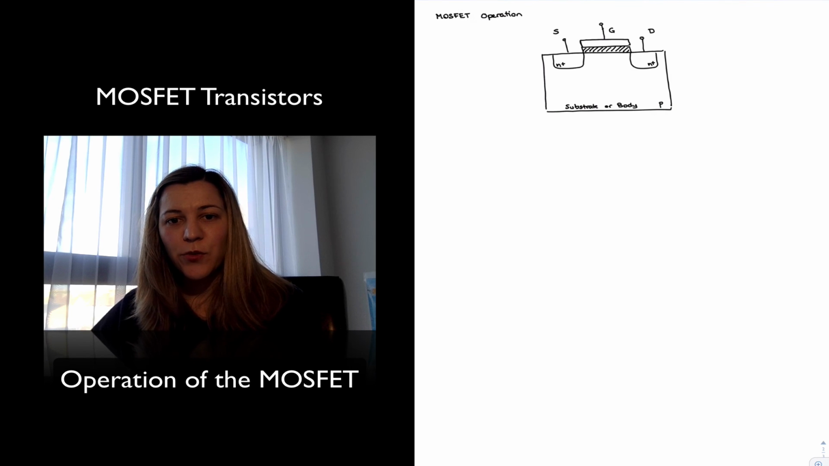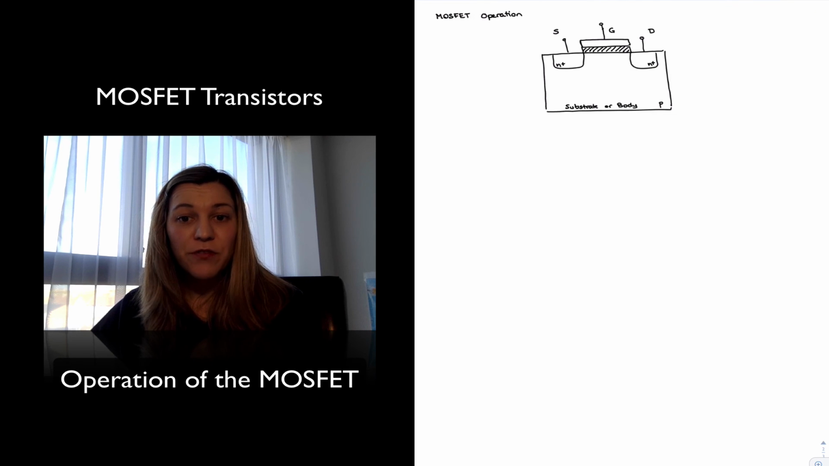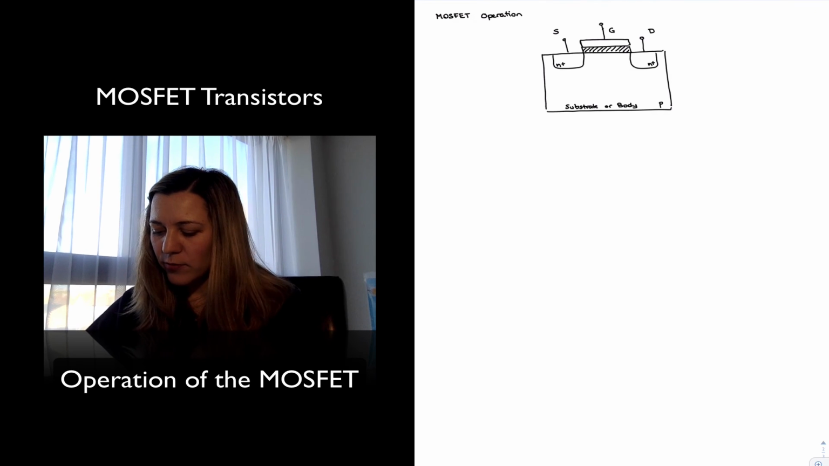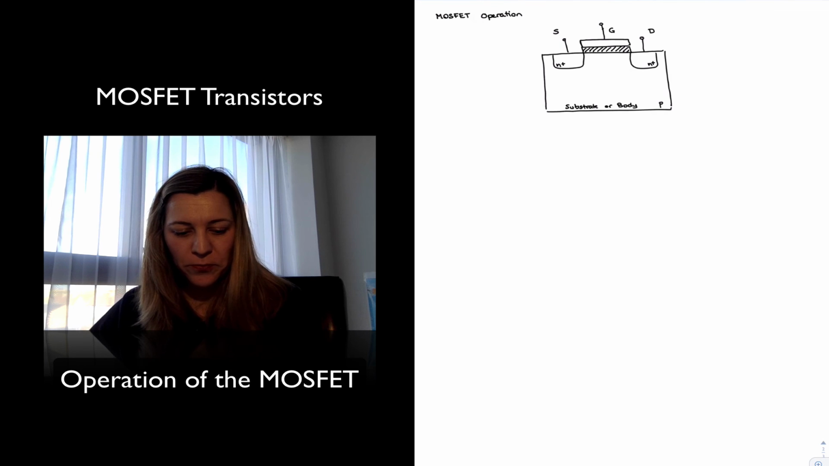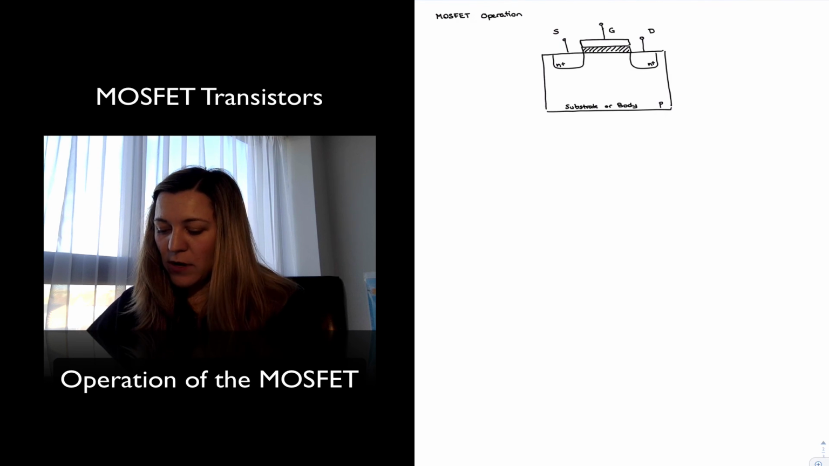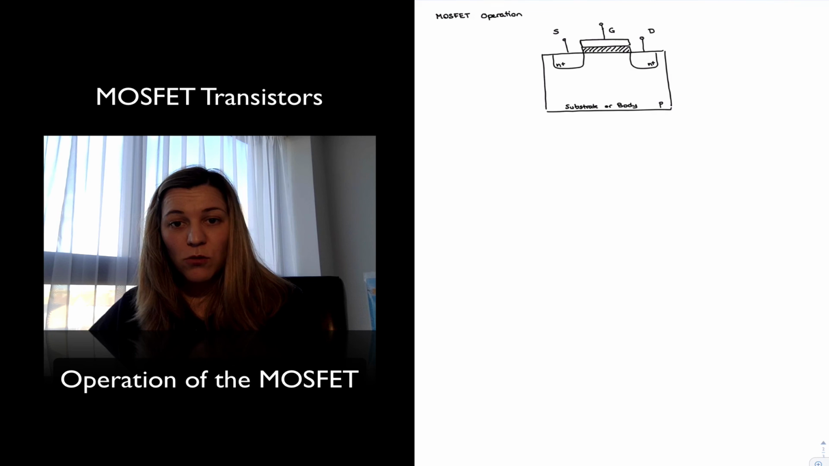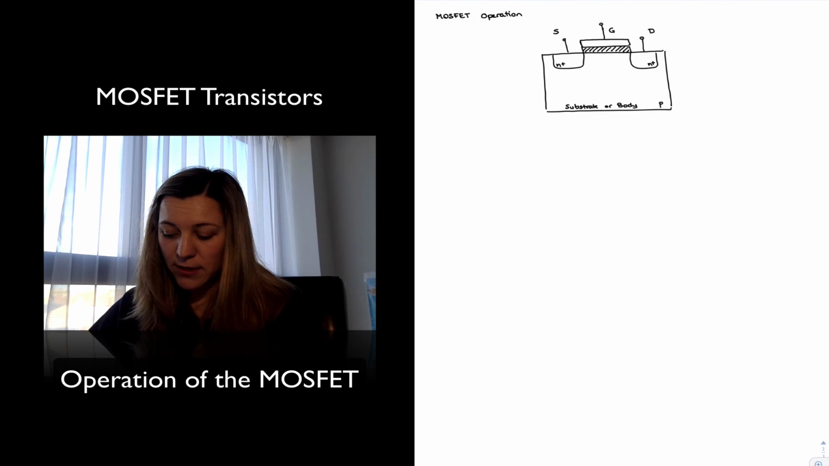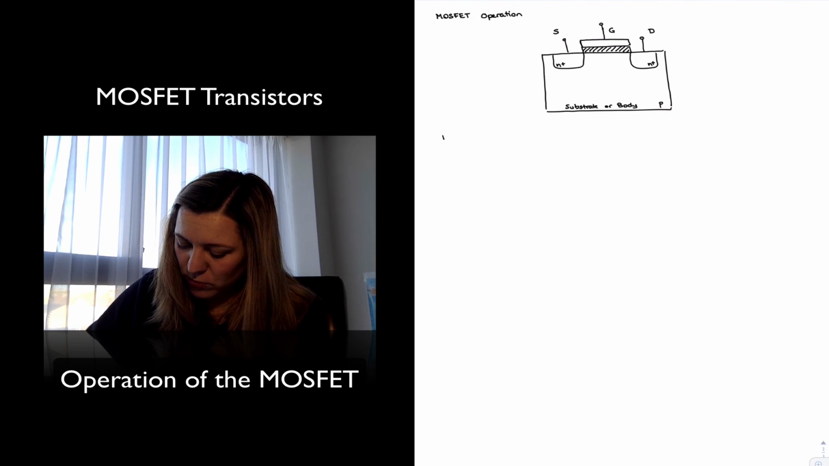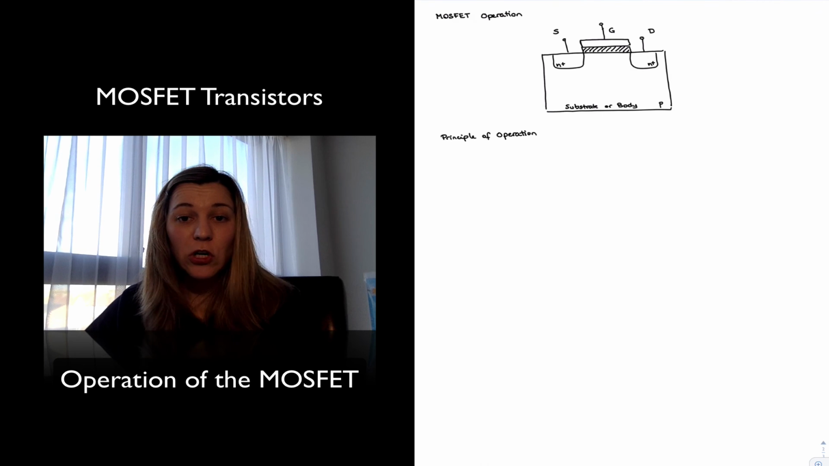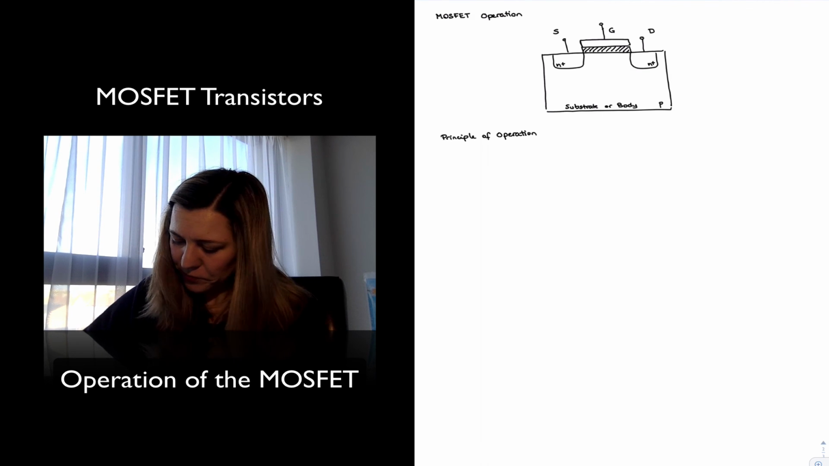Hello. In this video, we are going to talk about the basic operation of the MOSFET transistor, first in a qualitative way. So I have drawn my MOSFET transistor, a two-dimensional cross-sectional view of it. And we have talked about how the principle of operation of the transistor was that an input voltage applied at the gate. So I'm going to write down here principle of operation. Was that the input voltage applied at the gate will control the flow of current between drain and source.